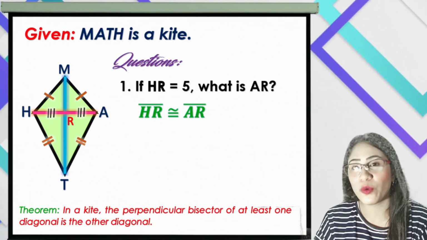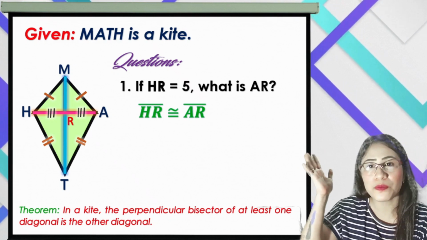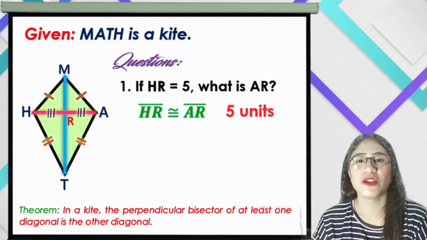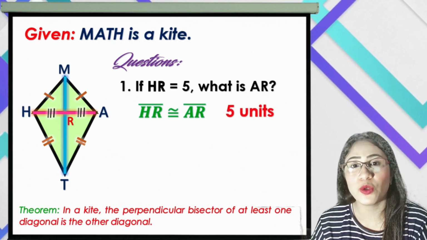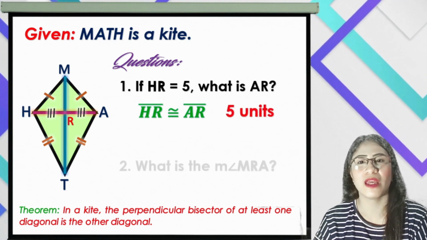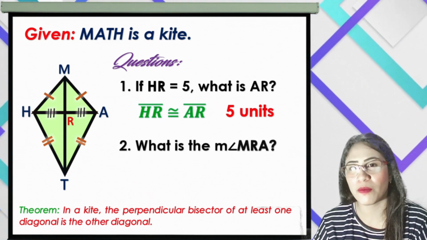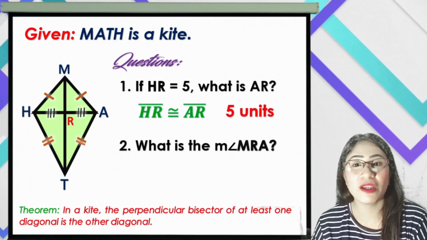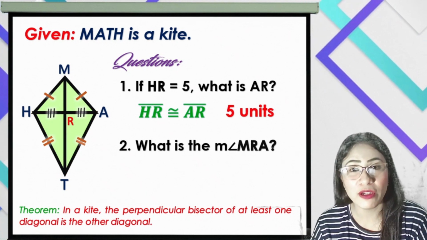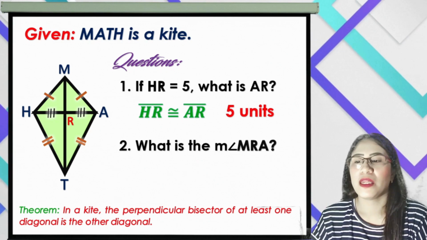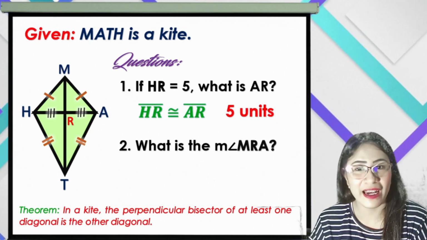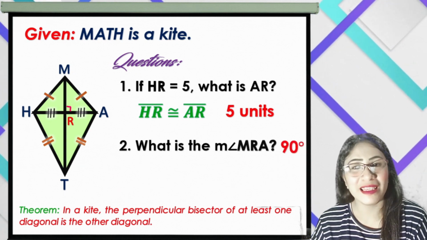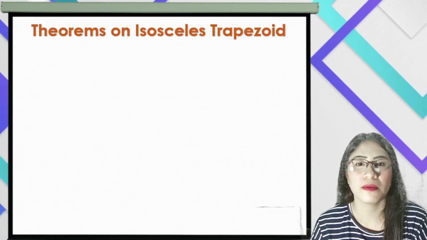Since they are congruent, in this question, what is the measurement of AR? If HR is 5, the measurement of AR is 5 units also. And then another question, what is the measurement of angle MRA? Since perpendicular bisector nga si longer diagonal, it forms a 90-degree angle. So therefore, angle MRA is 90 degrees.